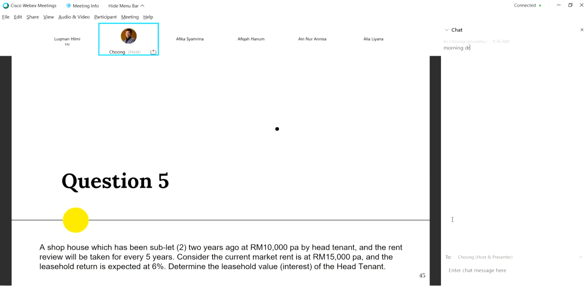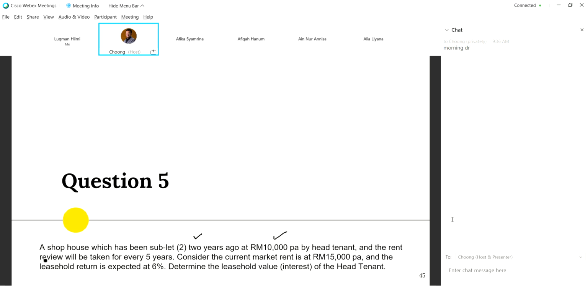So, a shop house. Let me demo to you first. The first question, in case you're not familiar with this one. A shop house which has been sublet 2 years ago at 10,000 per annum by the head tenants, and the rent review will take place at intervals of 5 years. Consider the current market rent is at 15,000 per annum, and the leasehold return expected is at 6%. Determine the leasehold value.